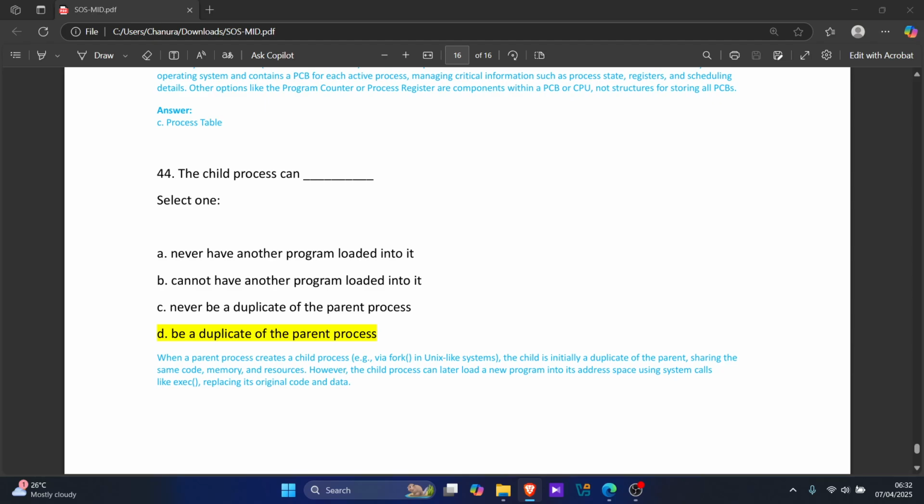The child process can be a duplicate of the parent process. Explanation. When a parent process creates a child process in Unix-like systems, the child is initially a duplicate of the parent, sharing the same code, memory, and resources. This matches option D. While the child can later load a new program, the initial duplication is a key behavior. Options A and B are incorrect because the child can load a new program. Option C is incorrect because the child is a duplicate of the parent at creation. Answer: D. Be a duplicate of the parent process.